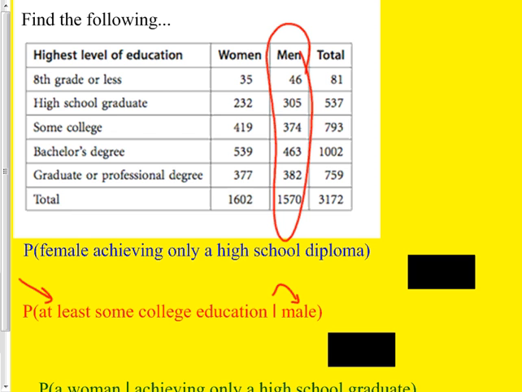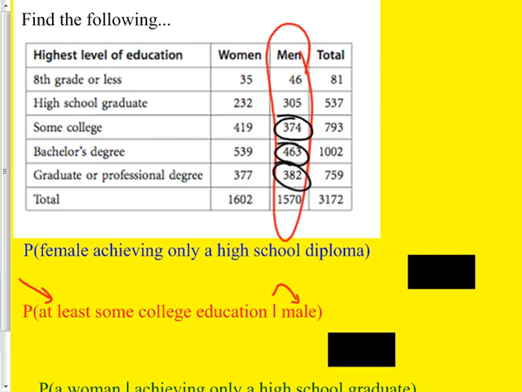Here's why. At least some college education. I bet a lot of you wrote some college. But it says at least some college education. Wouldn't these guys have some college education? Wouldn't these guys also have some college education? Yes, so you should have put all of those together and added out of 1570. So 374 plus 463 plus 382, all divided by 1570.